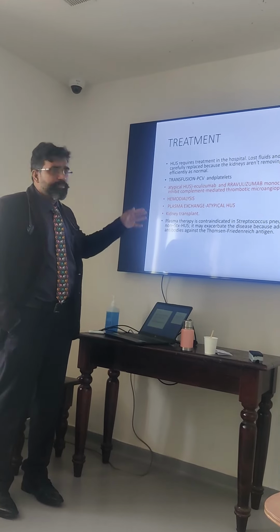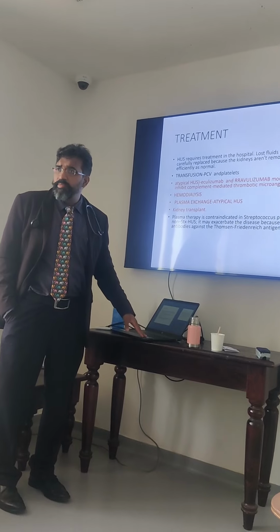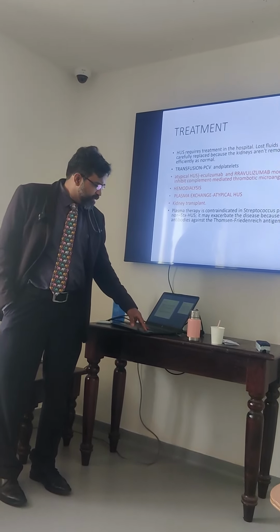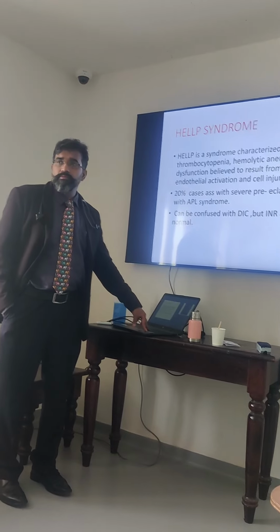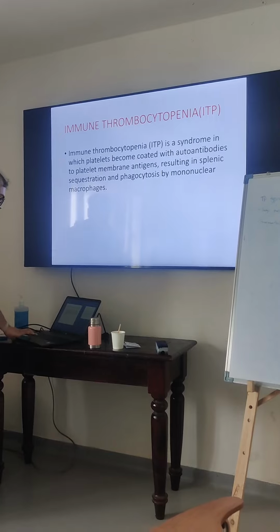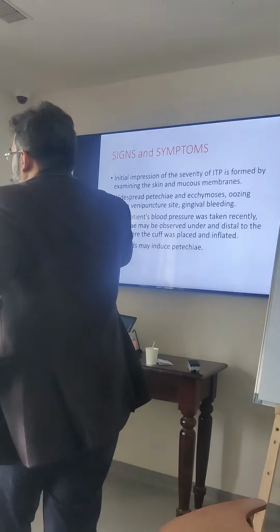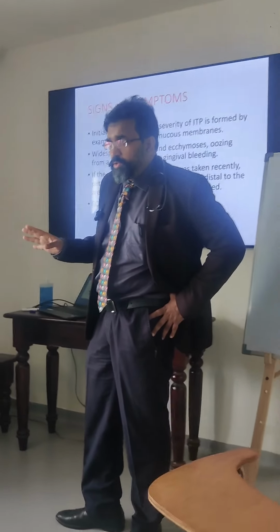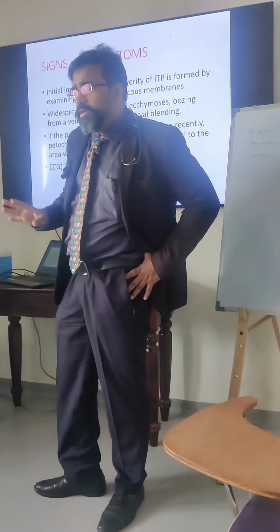Okay? So it's basically supportive. It's only in atypical HUS where you use plasmapheresis. Clear? Any queries? So let's go to DIC now. HUS we have done, so let's go to DIC. With other features of all this. And ITP is a diagnosis completely of exclusion. Completely of exclusion. You understood this much?